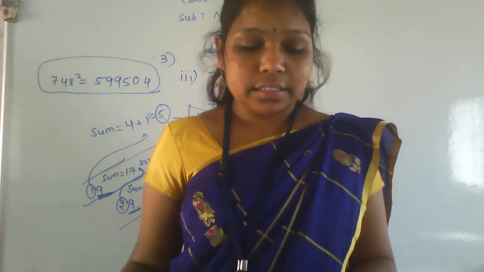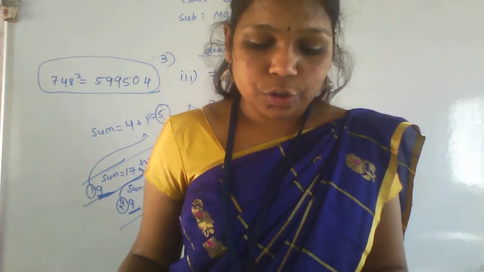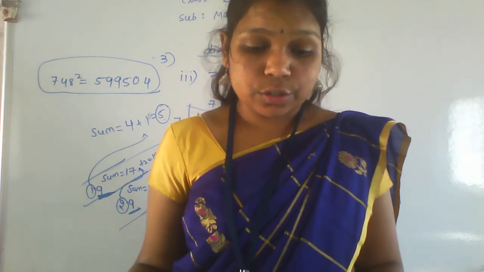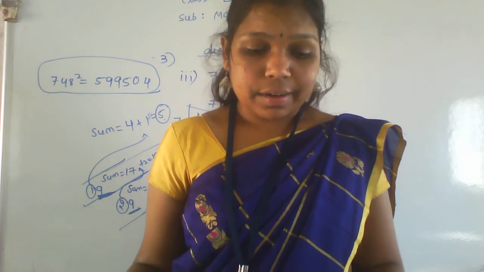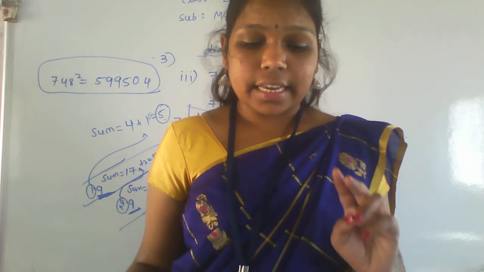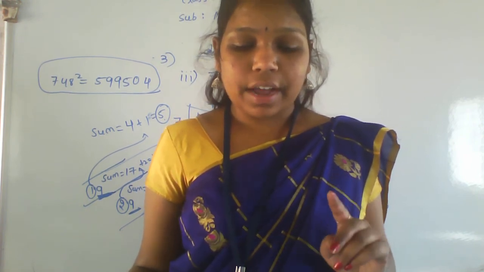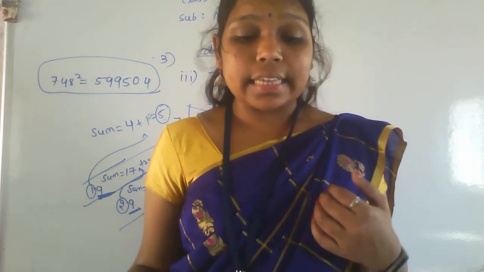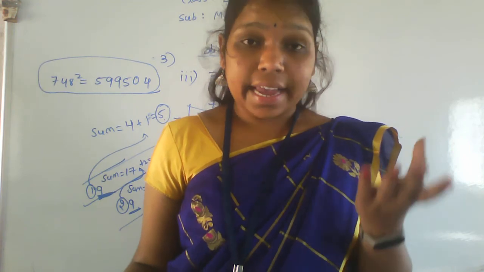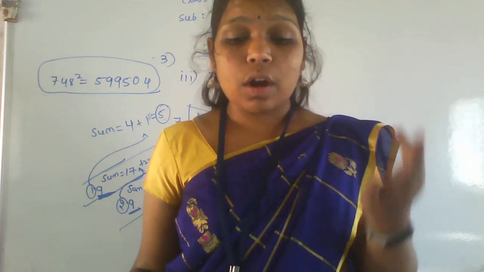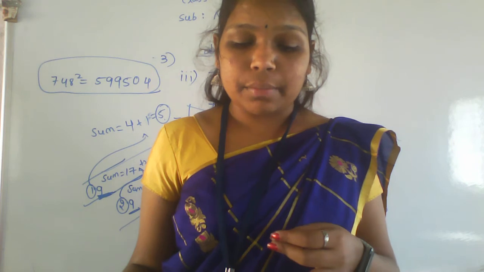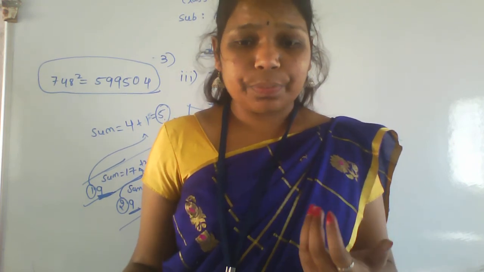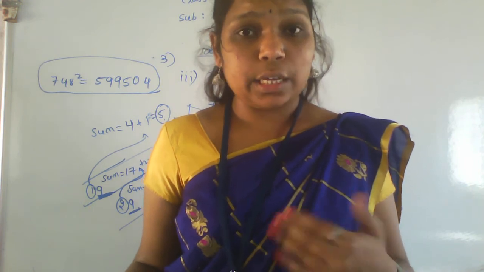Next, fourth main is: find the square of each of the following natural numbers. First one is 85, second one is 295, third one is 505 and fourth one is 795. You can use any method: the expansion method, or the column method, or the diagonal method. They didn't mention any method here. You have to use one based on your wish.